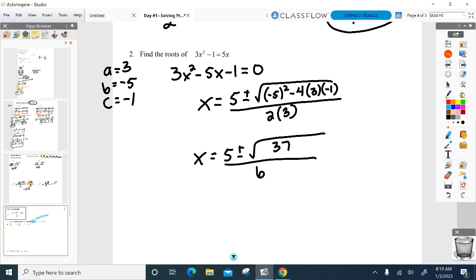All right, I did this on purpose for you. Breaking down 37. Anybody find a perfect square that goes into 37? Me neither. You can't break down 37. There is no perfect square that goes into 37, so don't force it, which means we're done. If you cannot break down the radical, that's it. Don't try anything fancy on me. There is no perfect square that goes into 37 without a remainder.